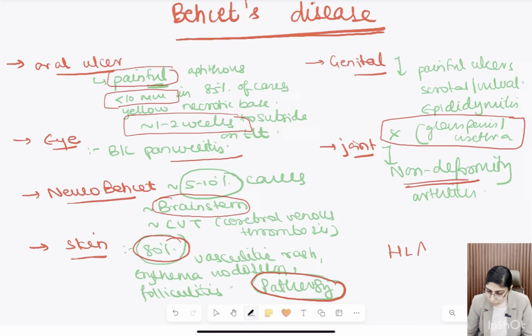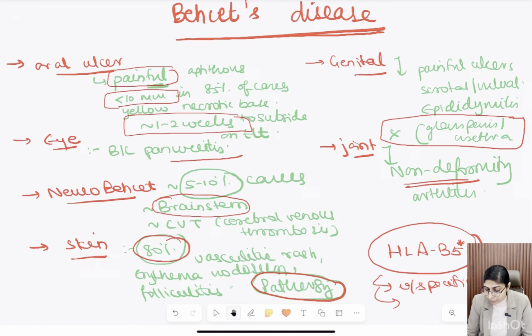Now, very important to remember that it is associated with HLA-B51. Okay, now why is this important? Because this is a very specific marker for Behcet, but because it is not available everywhere and not very sensitive, not always positive, it is not in the diagnostic criteria. Okay, so that's all about Behcet.